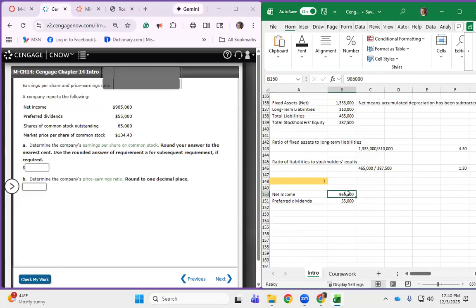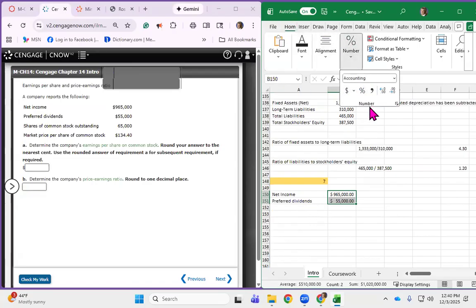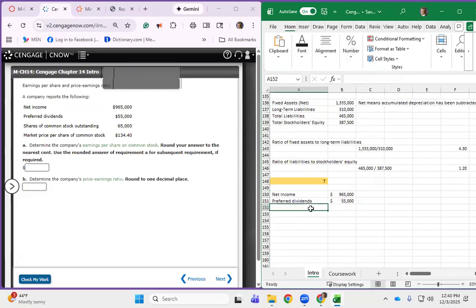So by the way, I am going to put numbers here. These are dollars, okay? But this next one is not dollars. It's the number of shares outstanding. Shares of common stock outstanding. Outstanding means that those shares of stock are in the hands of the shareholders outside of our company.